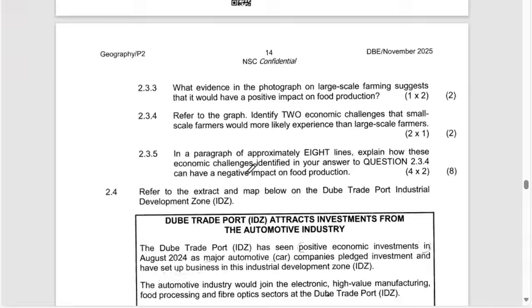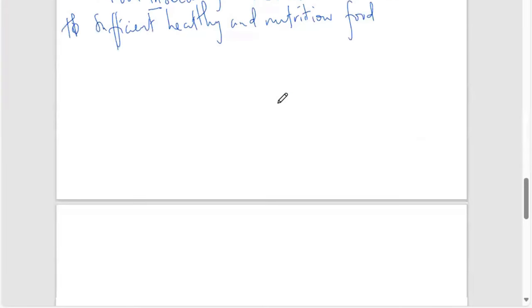Explain how these economic challenges identified in your answer can have a negative impact on food production. We are going to highlight and try to explain the aspects that we have highlighted in the question, and we are to figure out how they can have a negative impact on food production, how they can hinder food production. Right. We are answering question 2.3.5.